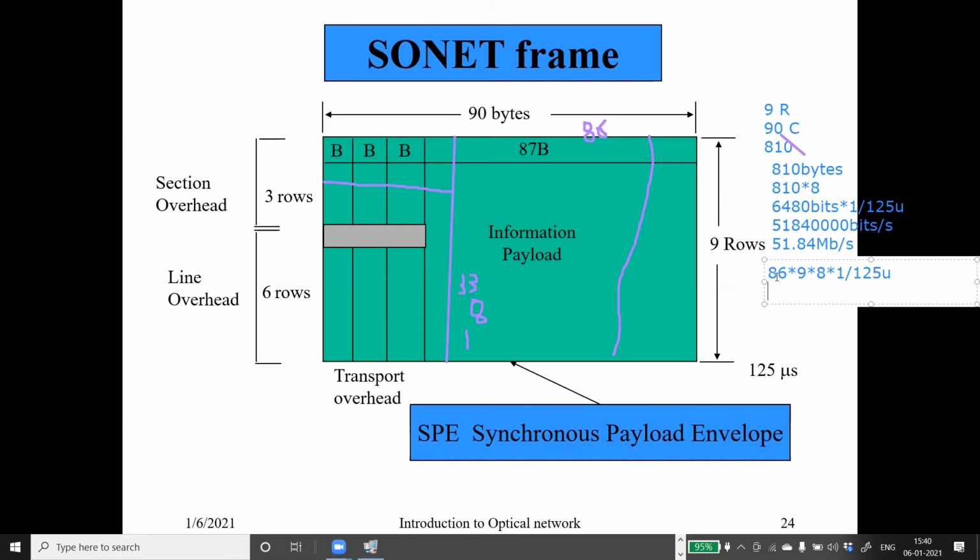Ma'am, 86 divided by 9. No, multiplied. 86 by 9. 86 columns and 9 rows. So how many total bytes is that, and then multiplying by 8 converts it into bits. Yes, yes. 688. 6 88. Go ahead.